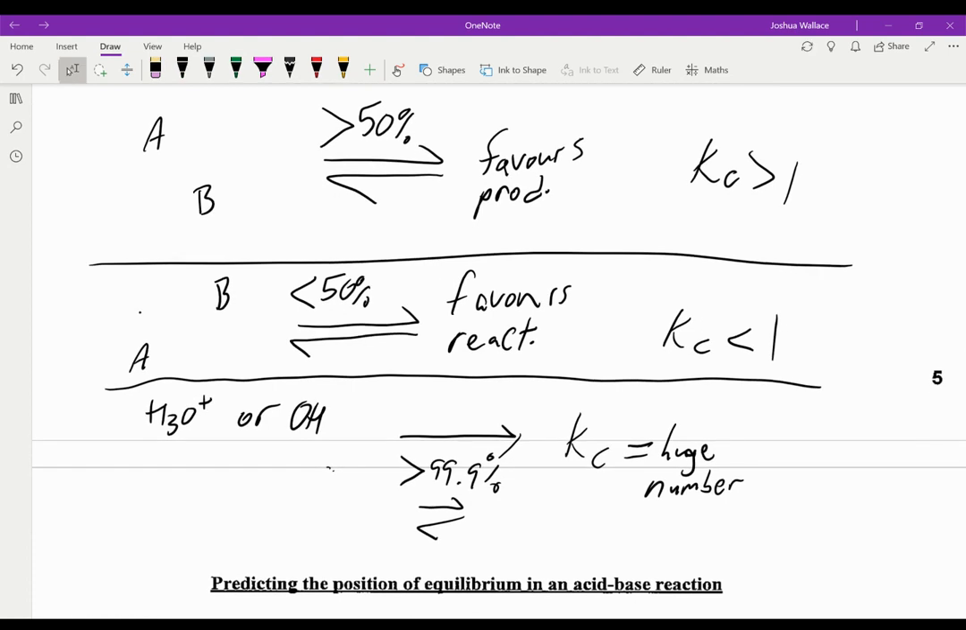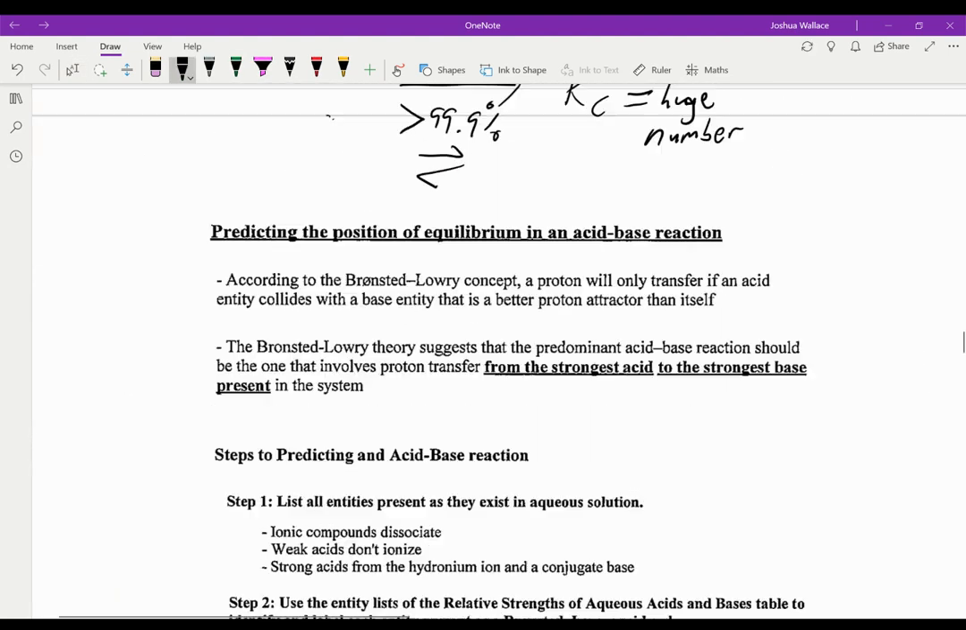If it's at 1, then it's a 50-50 split. Greater than 1 favors the product, less than 1 favors reactants.